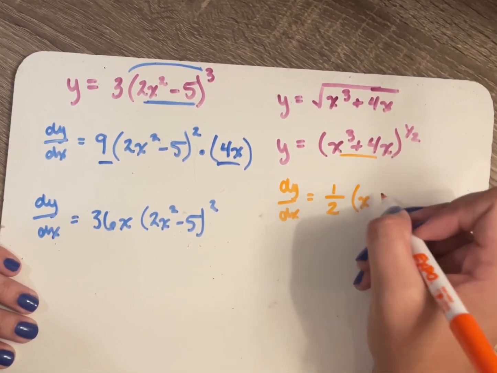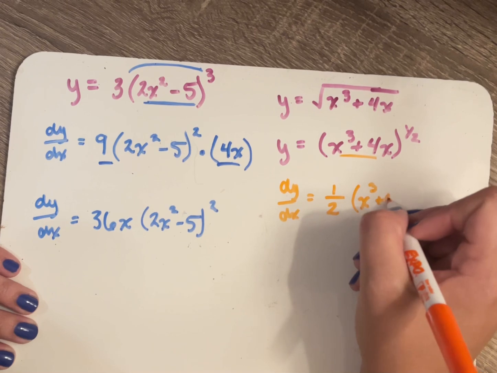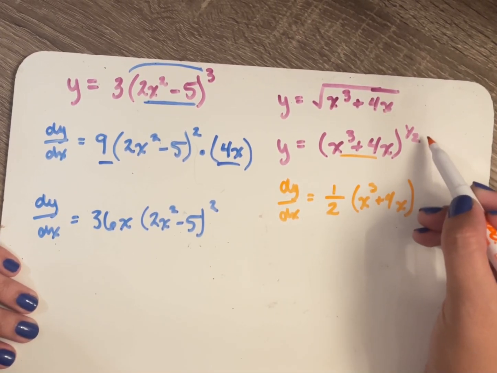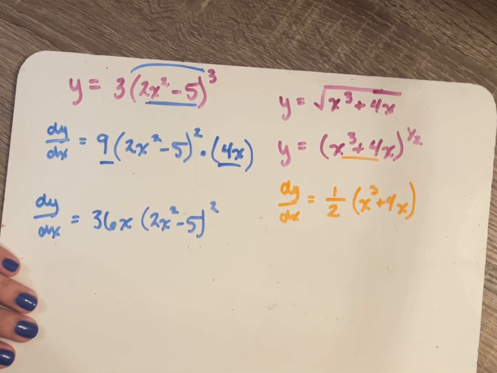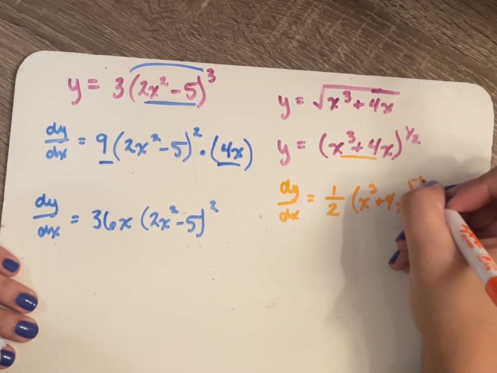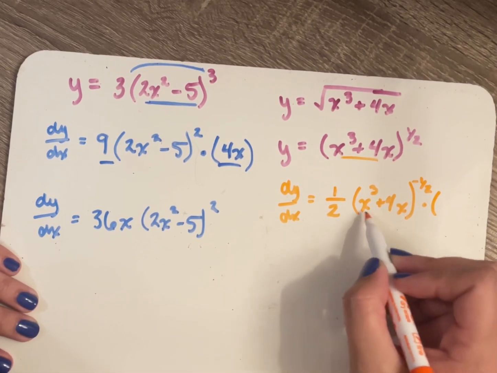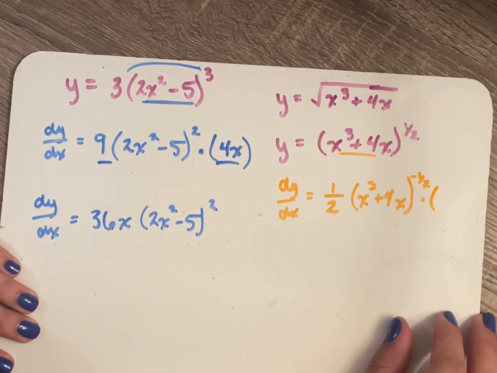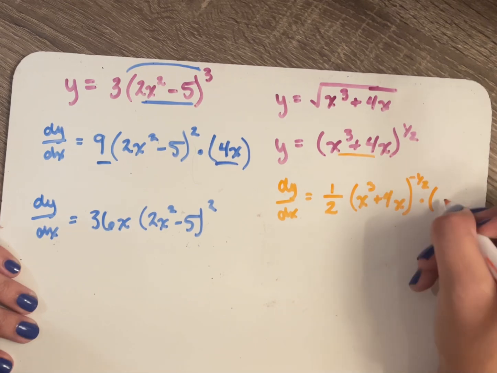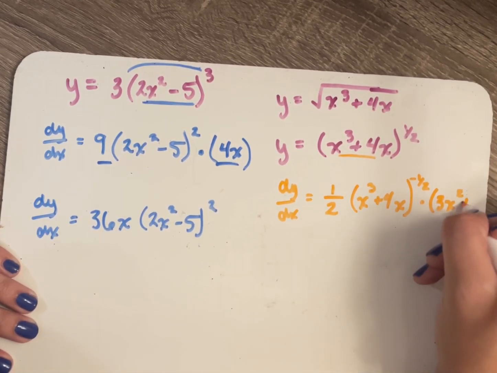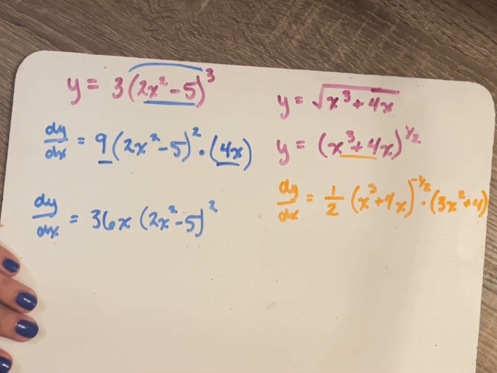So I'm bringing down that exponent, so I have 1/2. What's in parentheses stays the same, so x cubed plus 4x. I'm subtracting 1 from the exponent. So 1/2 minus 1 becomes negative 1/2, and then I have to multiply by the derivative of the inner function. So the derivative of x cubed is 3x squared. The derivative of 4x is 4.